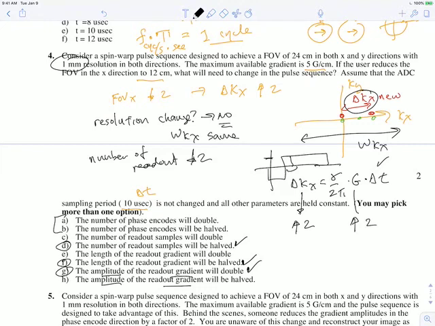Yeah, so that's the assumption that x is always readout and y is always phase encode. That is the assumption. Okay. Any other questions?